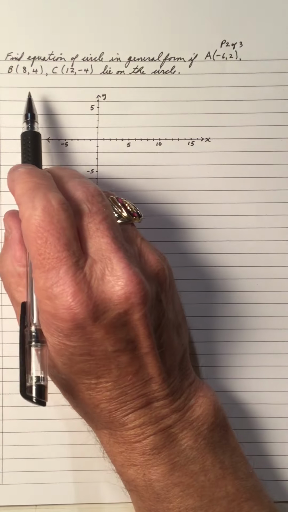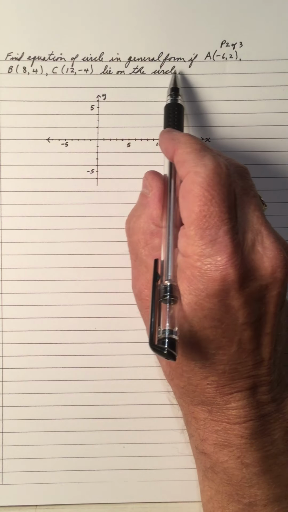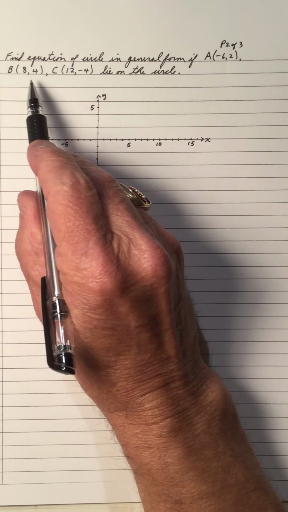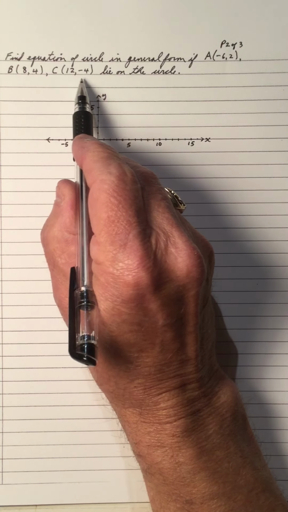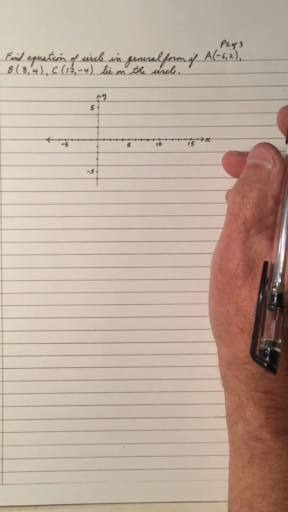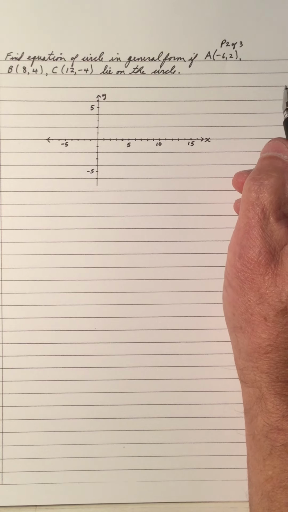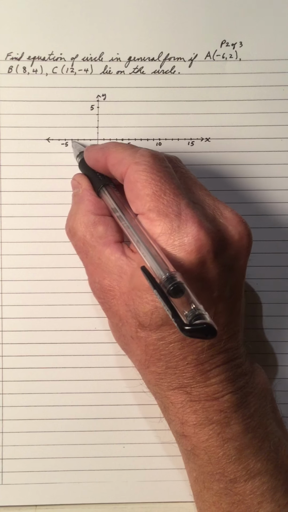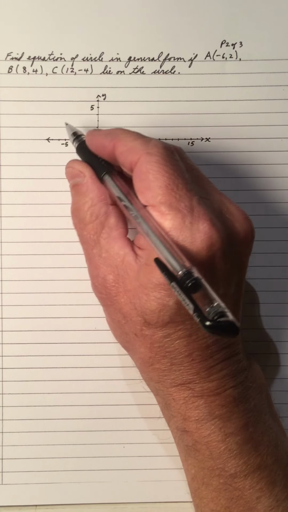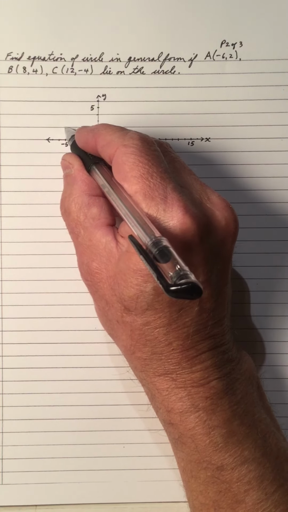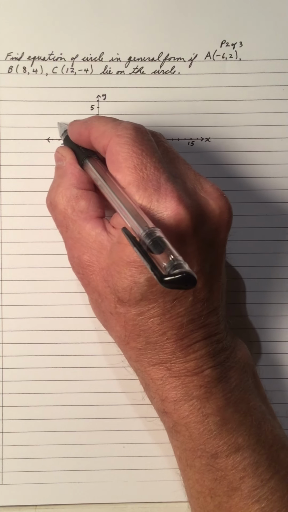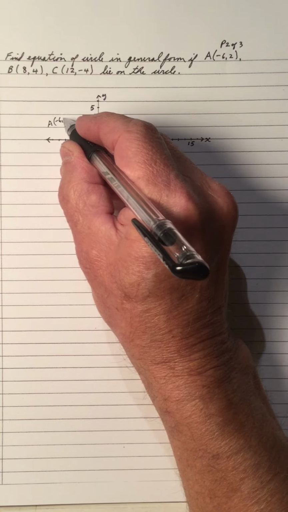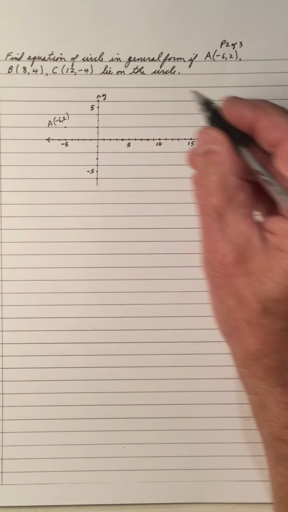Here we go. Find the equation of a circle in general form if A is negative 6, 2, B is 8, 4, and C is 12, negative 4 lie on the circle. So let's plot these points. A is negative 6, 1, 2, 3, 4, 5, 6, negative 6, 2, approximately right here. So that's A, which is negative 6, comma 2.